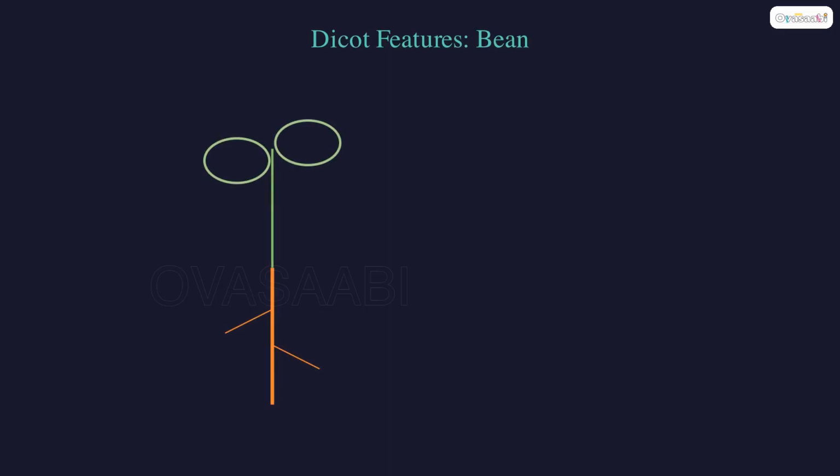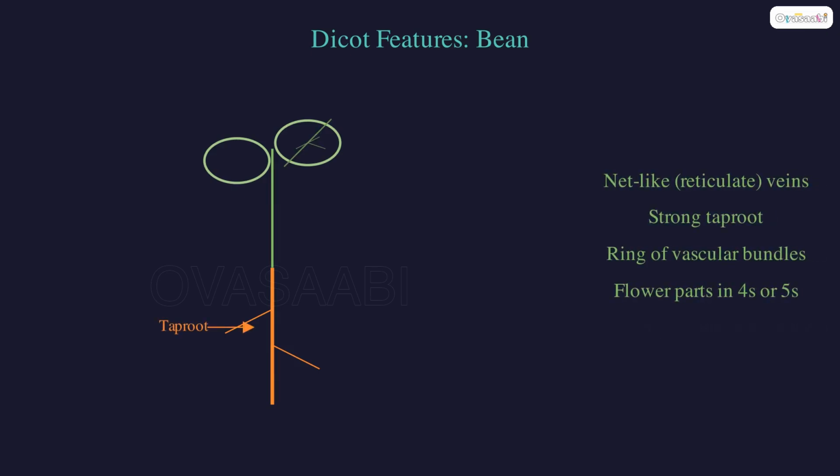Now compare to a bean, a dicot. Leaves have net-like veins. A strong taproot grows down. Vascular bundles form a ring, and flowers have parts in 4s or 5s.